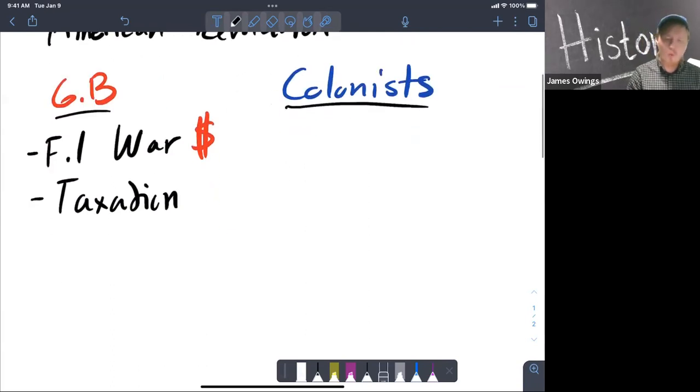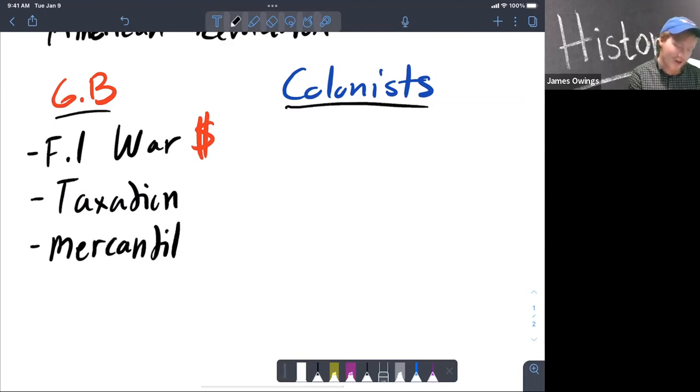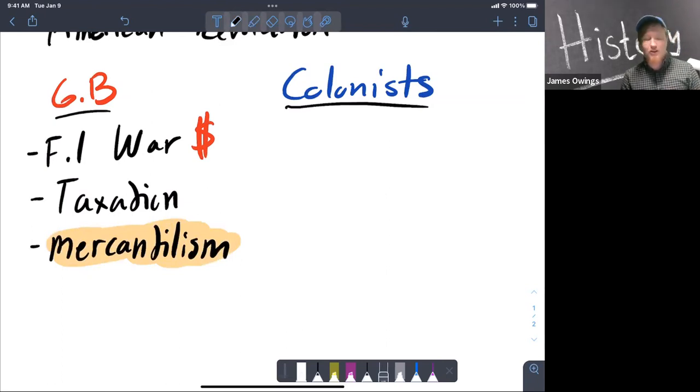So one of the key concepts in the Great Britain time period that they use for making money is mercantilism. This is a big term you might see on a test. It's a big concept that really helps explain the big issues going on in the colony areas. The concept of mercantilism is simple. The colonists are allowed to buy goods from Great Britain, but they're not allowed to produce their own goods.